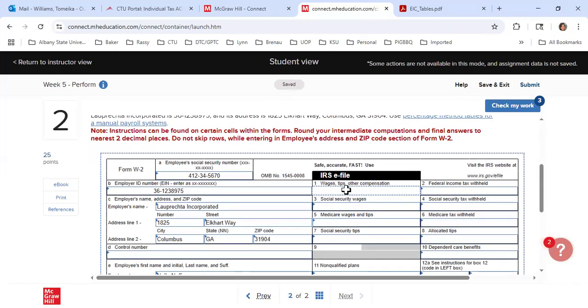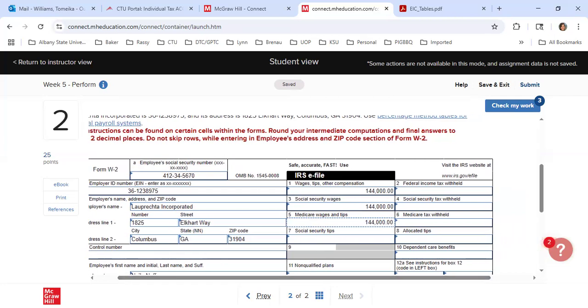So for the wages, the Social Security wages, the Medicare wages, they're all going to be the same. We're going to take 6,000 and multiply that by 24. 6,000 times 24 is 144,000. That is going to be the annual wages. All right.